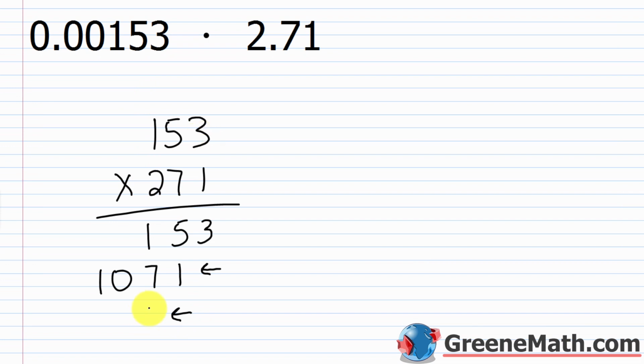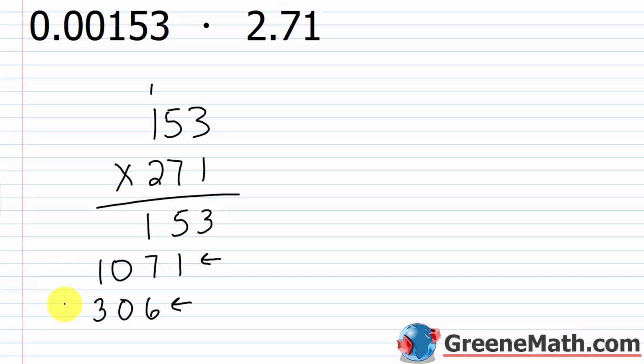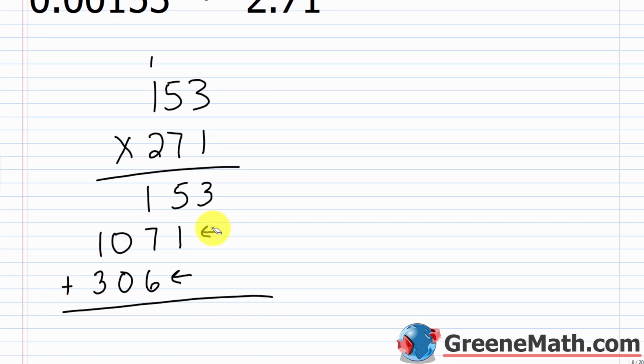2 times 3 is 6. 2 times 5 is 10. 0 down, carry the 1. 2 times 1 is 2, plus 1 is 3. All right, so let's add now. Get rid of these arrows, bring down the 3. 5 plus 1 is 6. 1 plus 7 is 8, plus 6 is 14. 4 down, carry the 1. 1 plus 0 is 1. And then 1 plus 3 is 4. So we end up with 41,463. But again, that's not our answer, right?